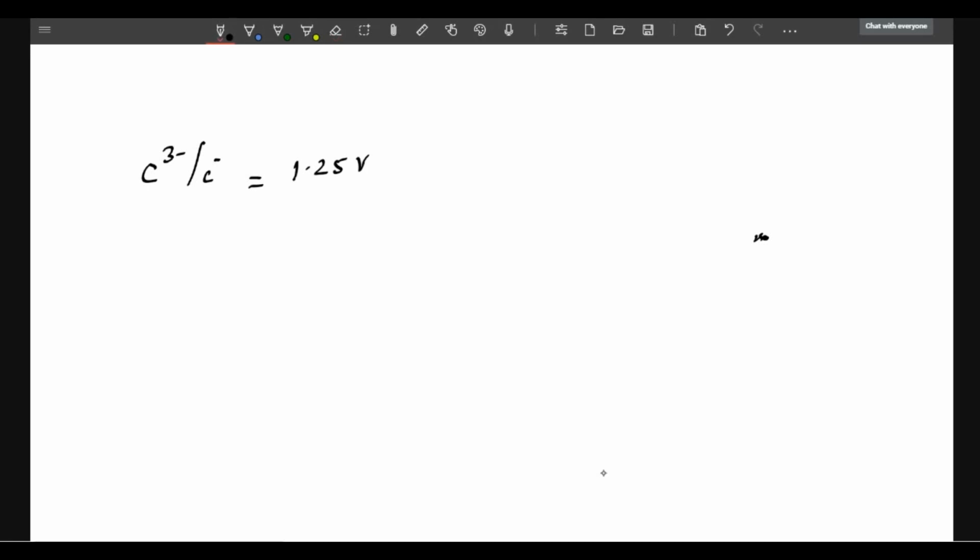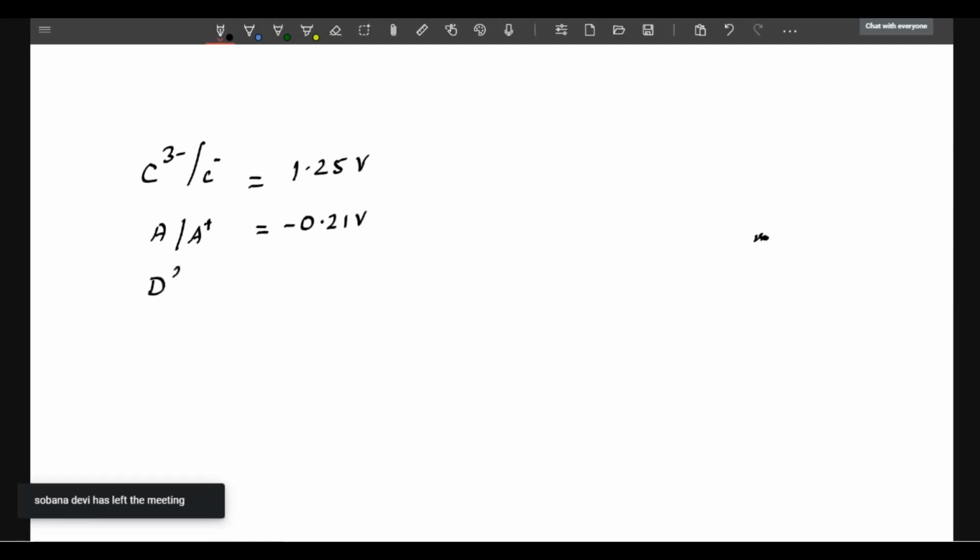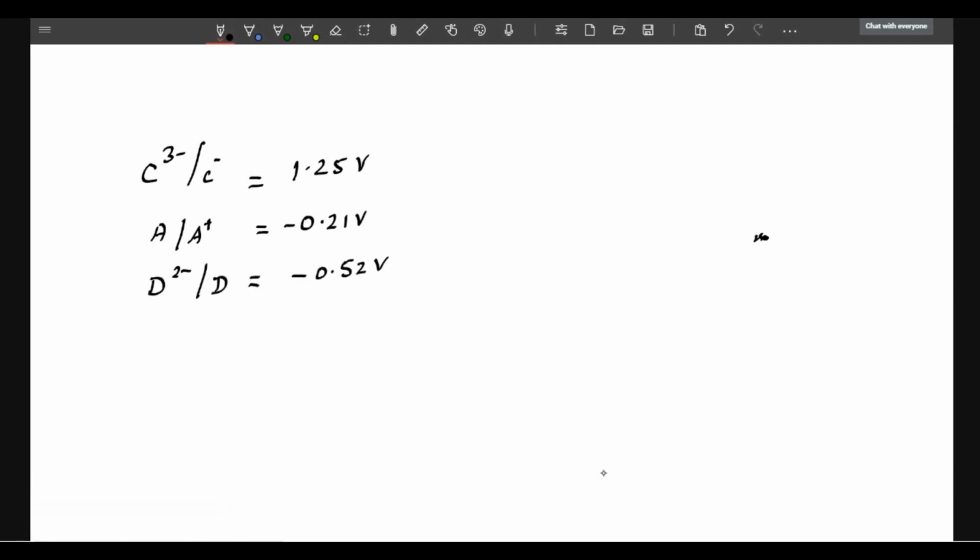Then A to A plus, A bar A plus, is equal to minus 0.21 volt. Next, D2 minus bar D is equal to minus 0.52. Next, last is B2 minus bar B minus, equal to minus 1.21 volt. And of this, which can be used as the anode, and which electrode can be used as the cathode?